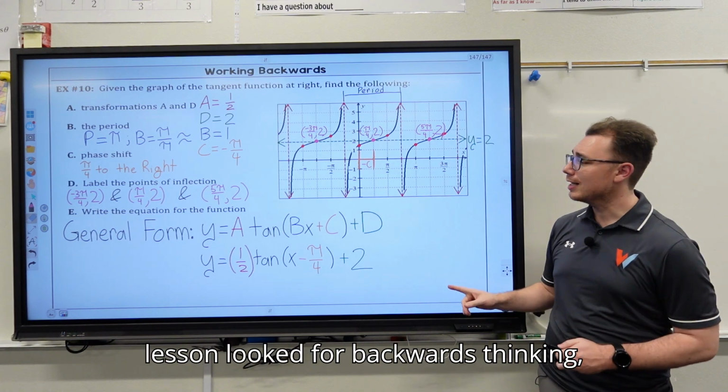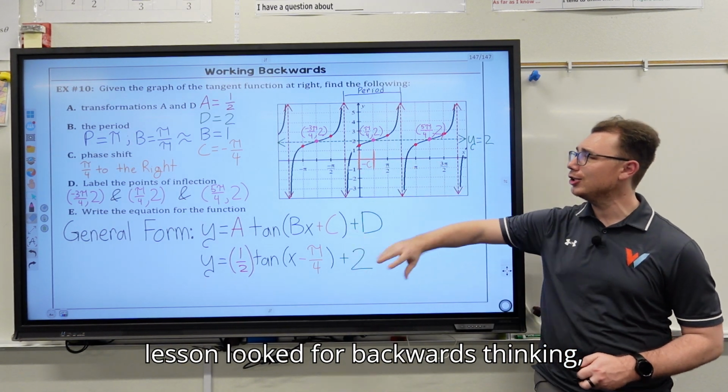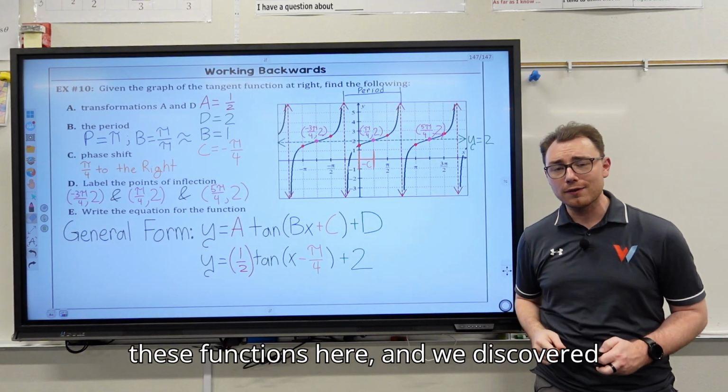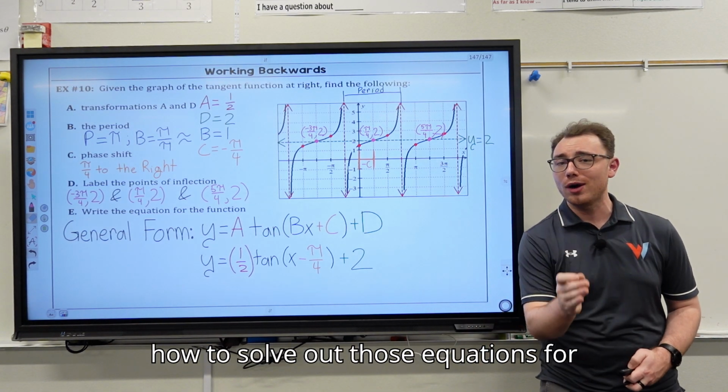For today, this lesson looked for backwards thinking, going from graphs all the way down to these functions here, and we discovered how to solve out those equations for asymptotes.